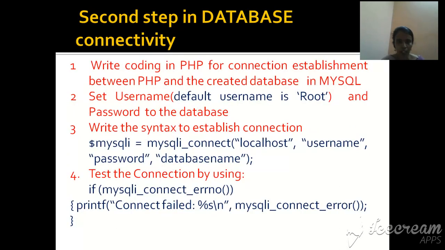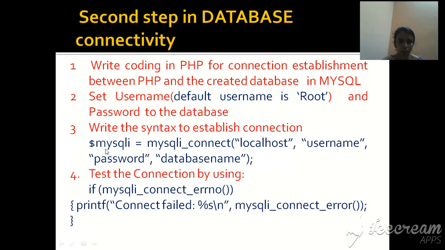And the next is how to establish the connection with PHP. So you have created a database in MySQL. Now you have to establish the connection with PHP. You can set a username and password for your database. Usually the default username is root, and you can set the password. In order to establish a connection between PHP and MySQL, you have to give this syntax.